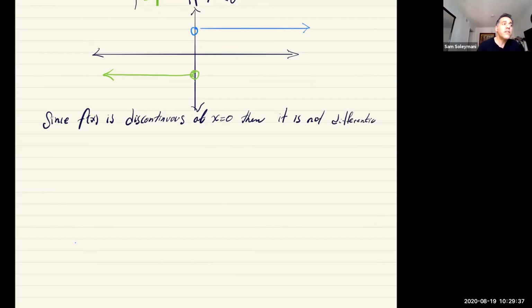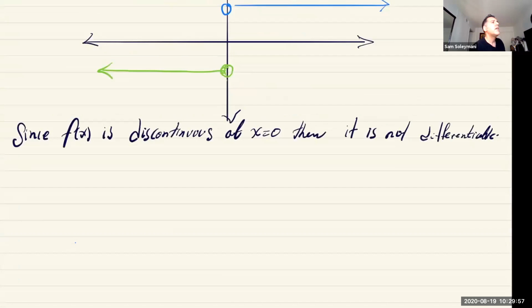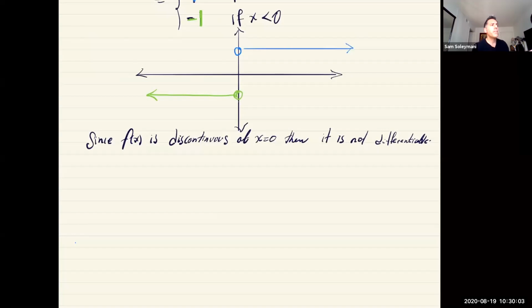So continuity is a very, very important part. That's what you have to check for first. Let's do number 2. Number 2 says determine if the function is differentiable at 0. If so, find the derivative at 0.